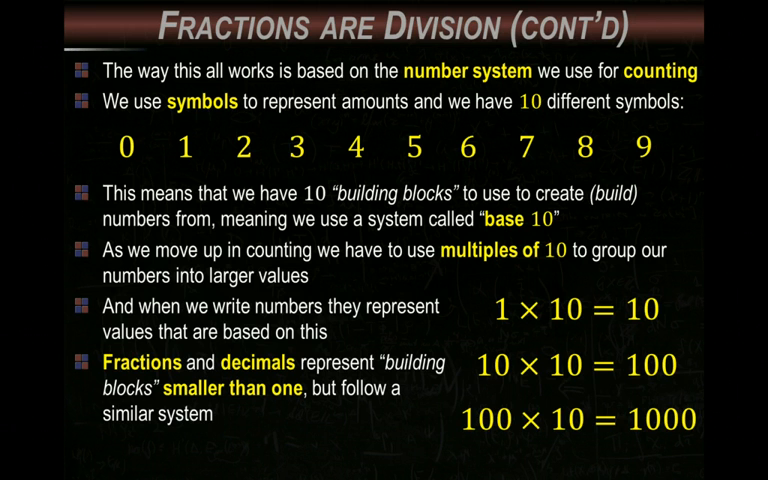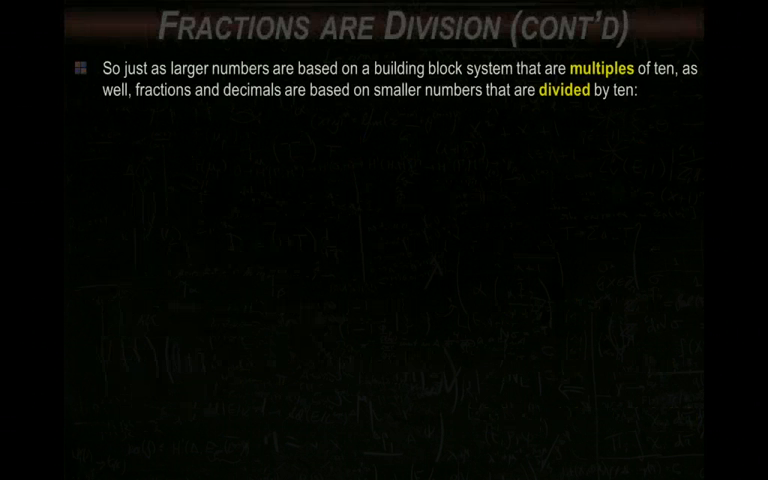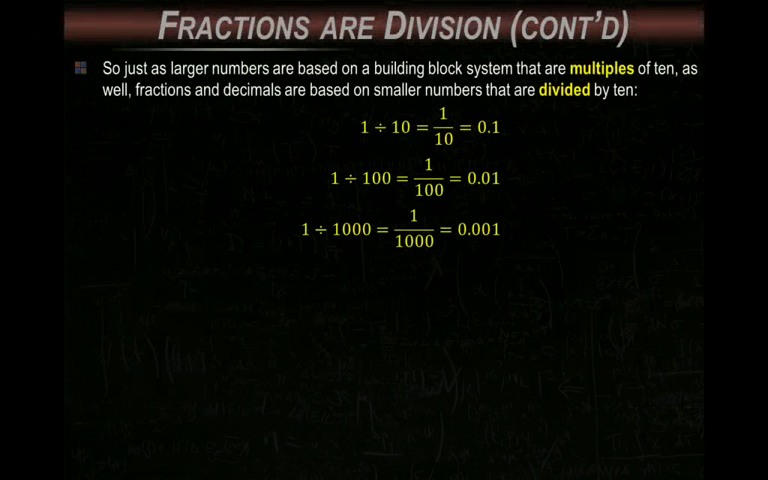Okay? Fractions do this too. But with fractions, we're doing division of 10, right? So like 1 divided by 10 is the same as 1 over 10 as a fraction, which is the same as 0.1. 1 divided by 100 is 1 over 100, which is the same as 0.01, etc. So we're just kind of moving stuff around when we deal with these numbers.